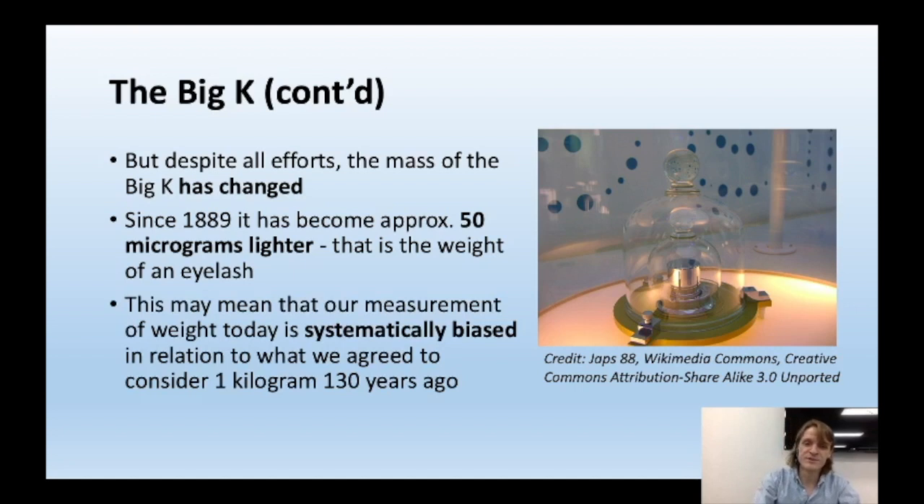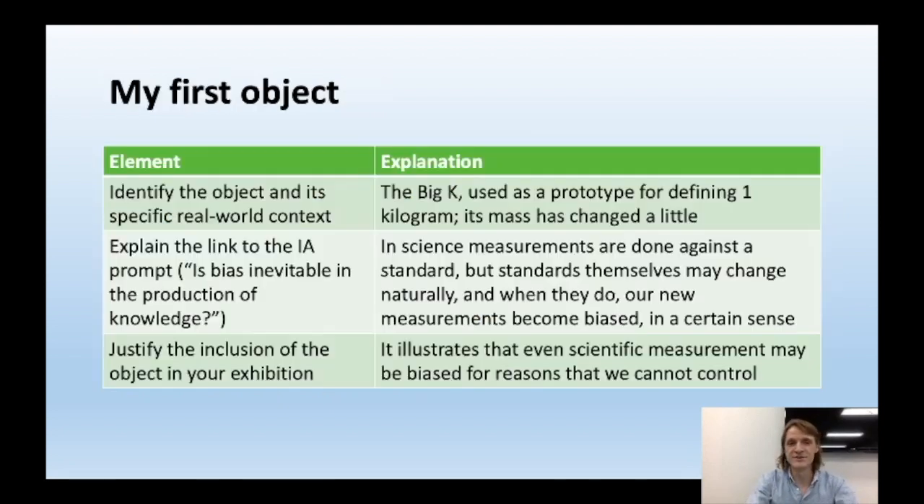And this may mean that our measurements of weight today is systematically biased in relation to what we agreed to consider 1 kilogram 130 years ago. So if we say that 1 kilogram is something that is equivalent to that thing, but the weighting instrument that I'm using was calibrated long ago, and now I'm using it again and it shows 1 kilogram. But the prototype has changed in this course of time. So will it mean that in all my measurements, I will overestimate the weight of the object that I'm measuring, which kind of seems to link to the idea of bias.